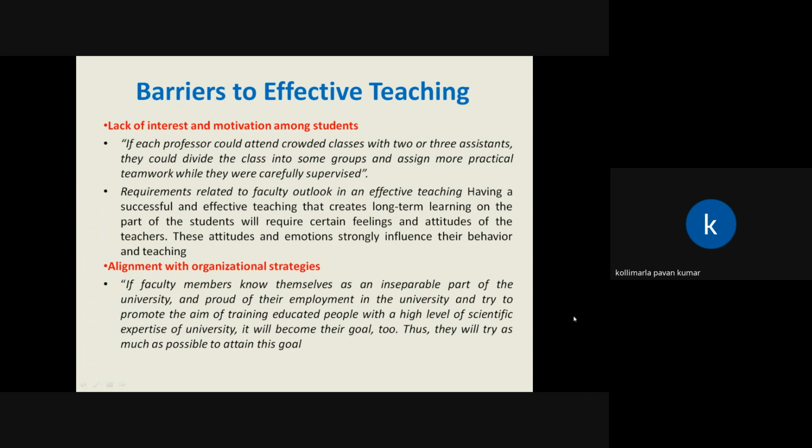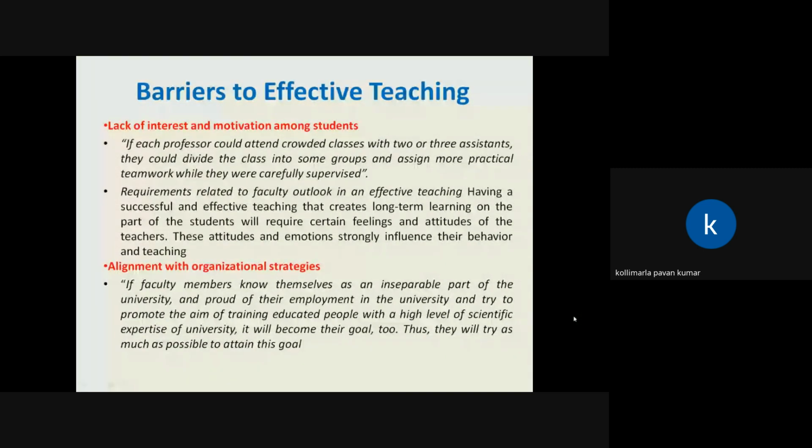The first criterion is alignment with organizational strategies. If we ask the question, what is the vision and mission of your organization, many of the teachers won't observe it, because they think that they are not part of the organization. This is what the majority of teachers think. They only think that they have to teach a particular subject, and that is their duty, and that's all.